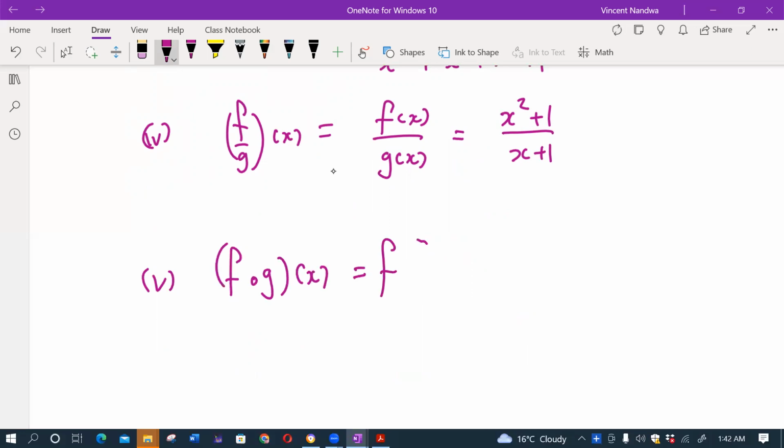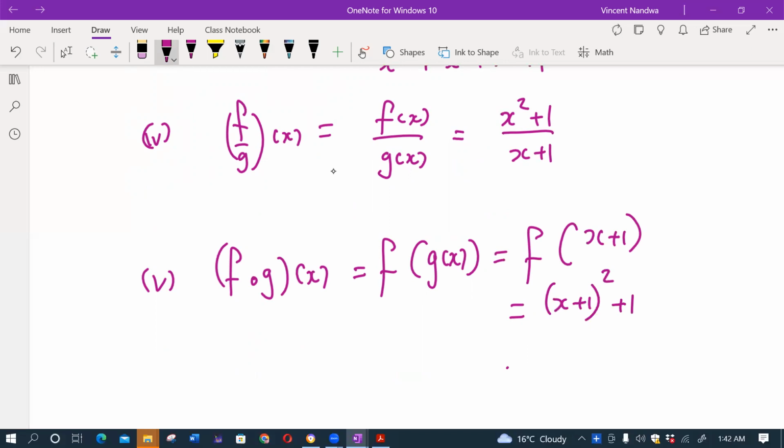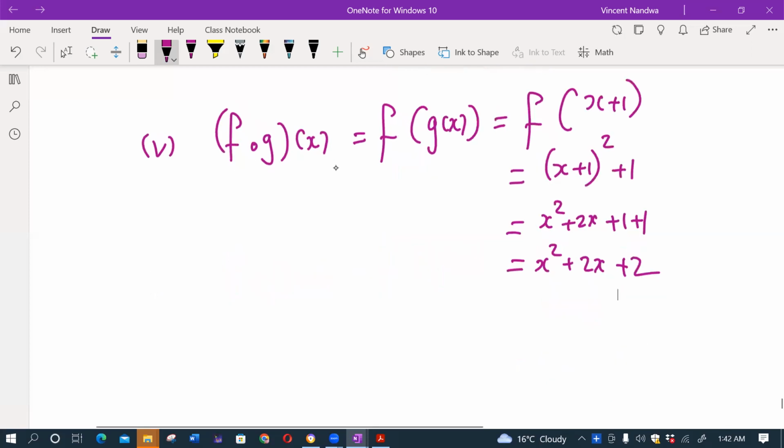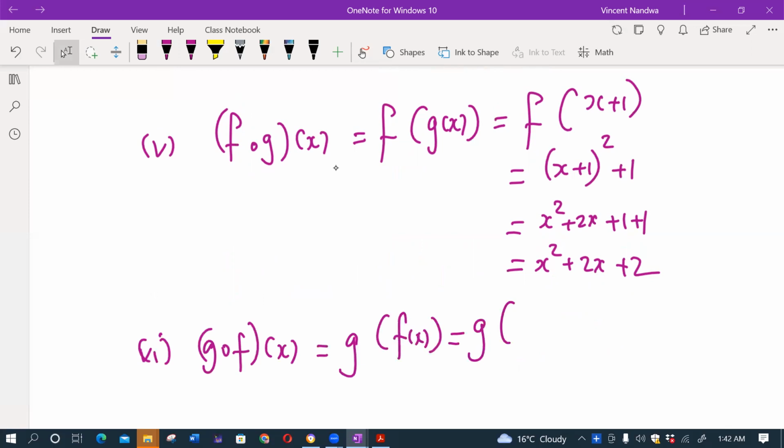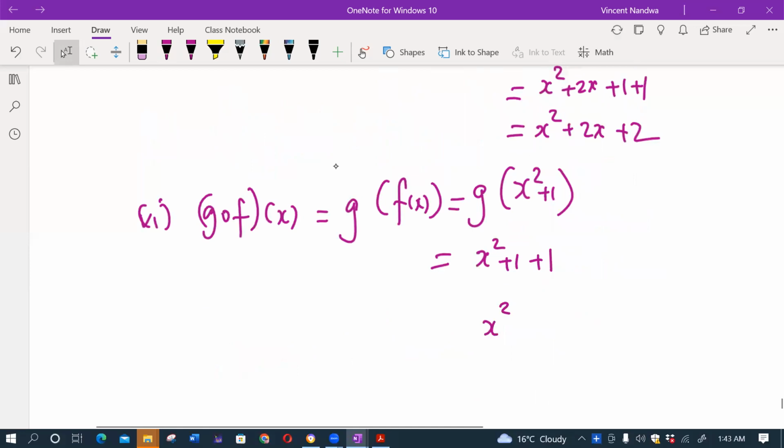This by definition means f of g of x, which will be f of x plus 1. And this will be the same as x plus 1 squared plus 1, which is the same as x squared plus 2x plus 1 plus 1, which is x squared plus 2x plus 2. And then lastly, g composite f means g of f of x, which is g of x squared plus 1. This will be x squared plus 1 plus 1, which will be x squared plus 2.